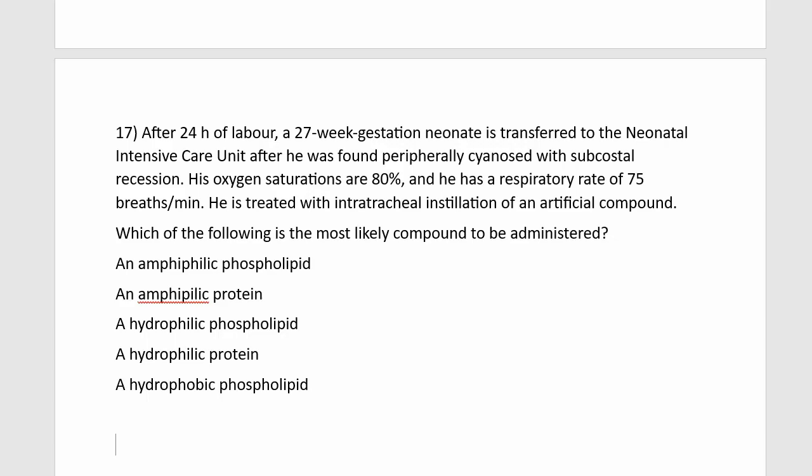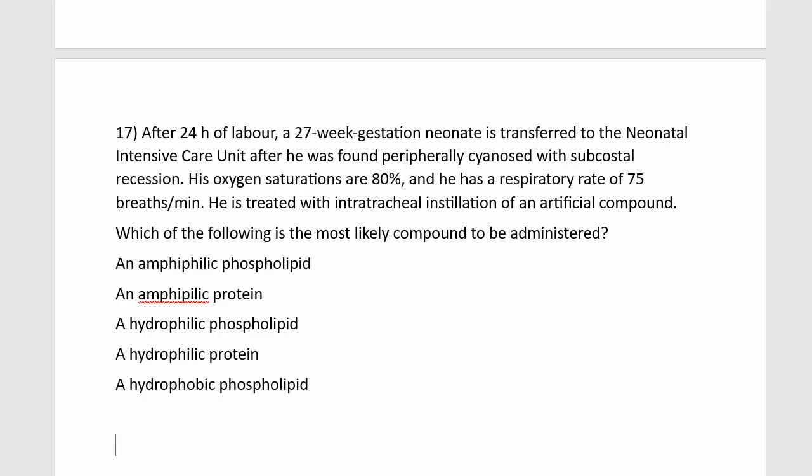Okay, question 17. After 24 hours of labour, a 26-week gestation neonate is transferred to the neonatal intensive care unit after he was found peripherally cyanosed with subcostal recession. His oxygen saturations are 80% and he has a respiratory rate... with intratracheal instillation of an artificial compound.